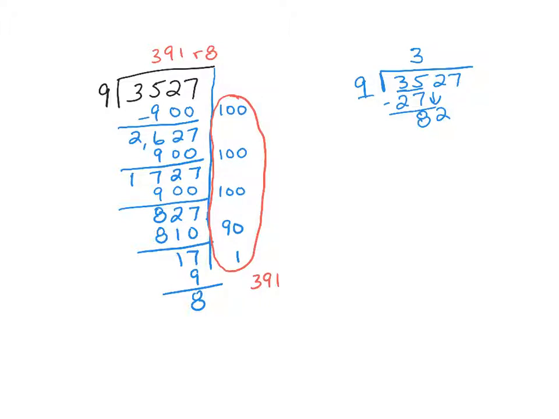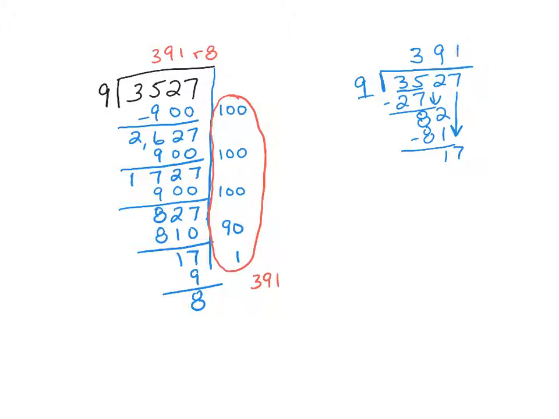How many sets of 9 are there in 82? Well, there's 9 sets. 9 times 9 gives me 81. I'm going to subtract. I'm going to get 1. I'm going to bring down my 7. How many sets of 9 are there in 17?